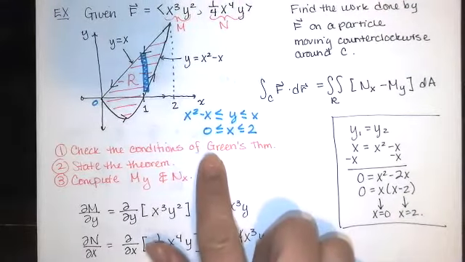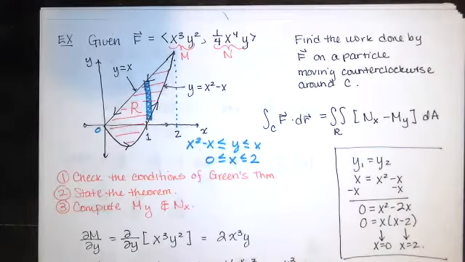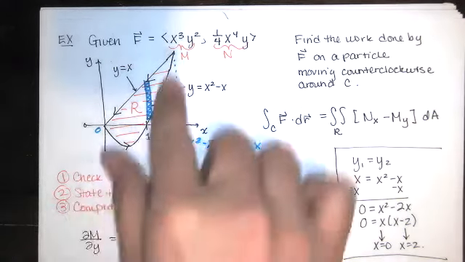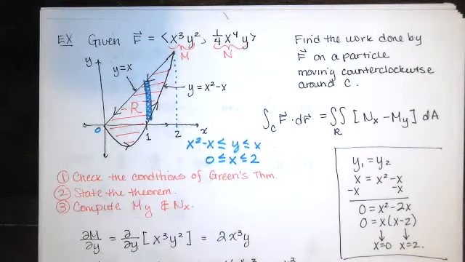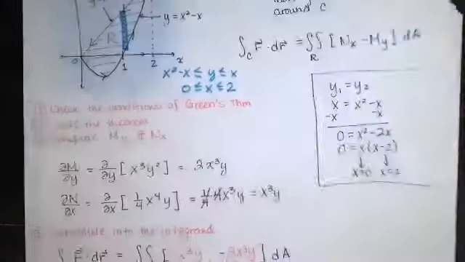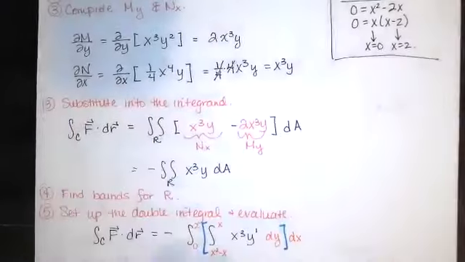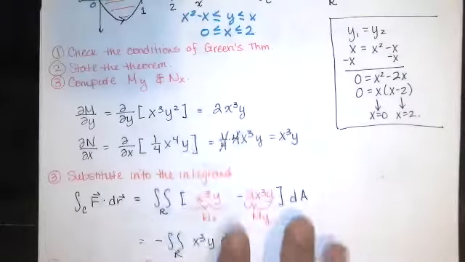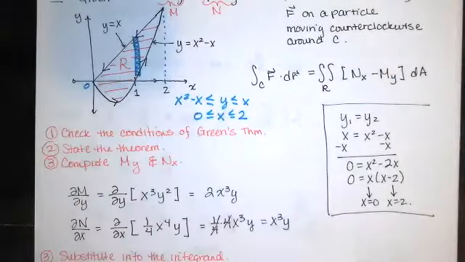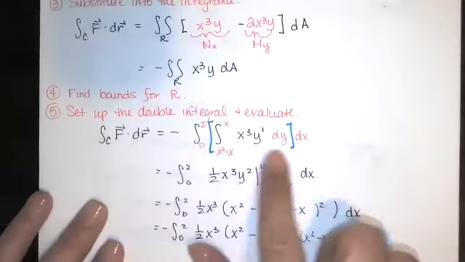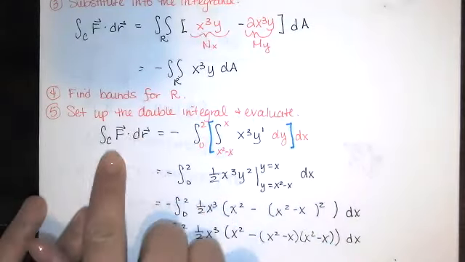In practice, how do we do this? We check the conditions of Green's theorem. So we make sure those first partials are continuous. We make sure we've got a simply connected region R. We make sure we've got a piecewise smooth boundary oriented counterclockwise. Then we just compute a couple of partials, substitute, and find the appropriate bounds for R. So we let y go from a function to a function and x go from a constant to a constant, or the other way. Either one would be fine. And then you set up the double integral and evaluate that rather than evaluating this.